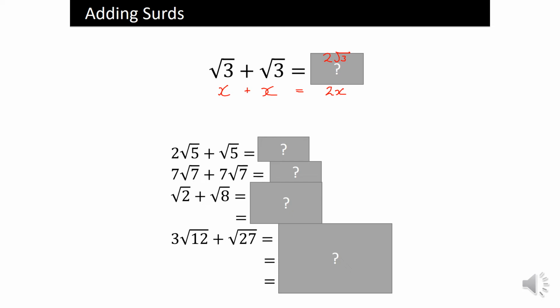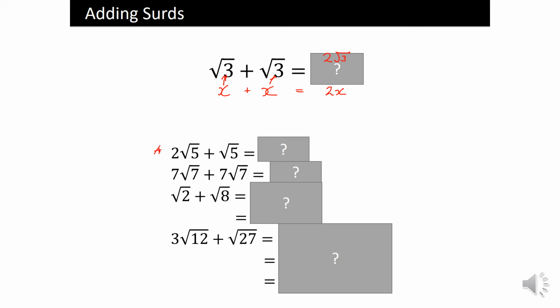The key thing here is these are both x's because it's the same number in the square root. If it was root 3 plus root 5, you'd have to use x and y because that square root would be different. So like if you've got different algebraic terms, if they're not the same, you don't use the same letter. So let's have a look at this one.